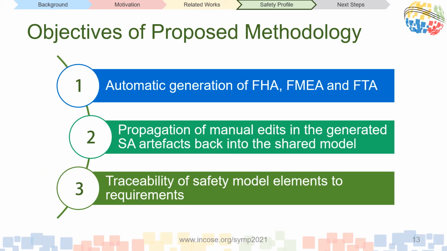So as a result of all this analysis that I've just mentioned, I have come up with 3 objectives that I have set out to accomplish with my proposed methodology. The first is the automatic generation of FHA, FMEA, and FTA. The second is the propagation of manual edits in the generated safety analysis artifacts back into the shared model. And the third is the traceability of safety model elements to requirements.